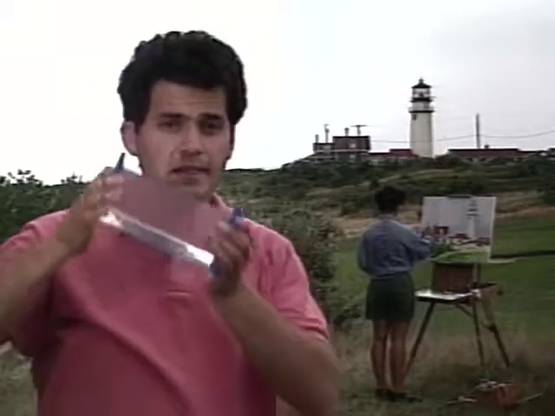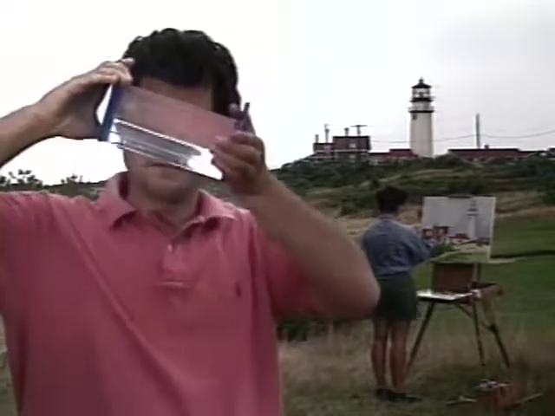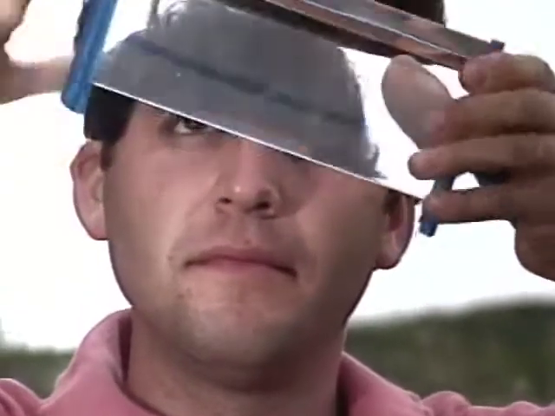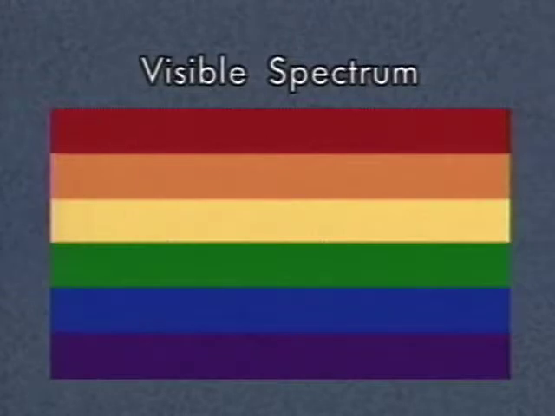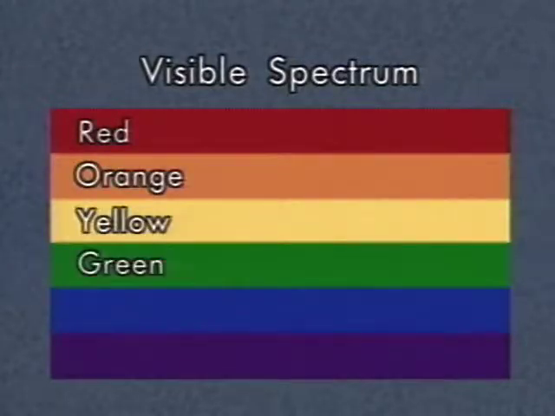All the colors in light are contained in white light. Here, I'll show you. This is a prism. A prism is a triangular-shaped piece of glass or other transparent material which separates white light into the colors of the visible spectrum: red, orange, yellow, green, blue, and violet.